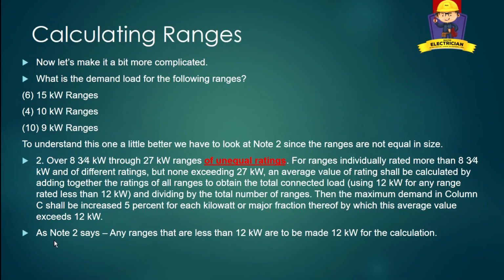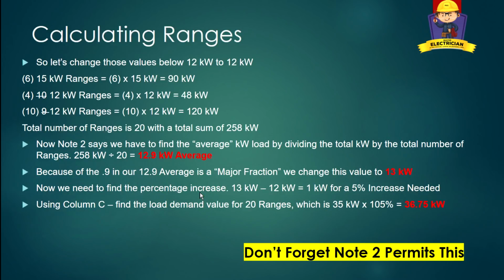All right. Now, the most important thing to take away from this, folks, if you're on an exam, is that if you can use Note 2, where the ratings fall within these size values, then you're going to take any of them that are less than 12 kW and make them 12 kW. So that's what we're doing right here. We had 6 15 kW ranges. We need to get the total sum, so we do 6 times 15 kW equals 90 kW. Now these 4 that were 10 kW are going to be made 12 kW for calculation purposes.